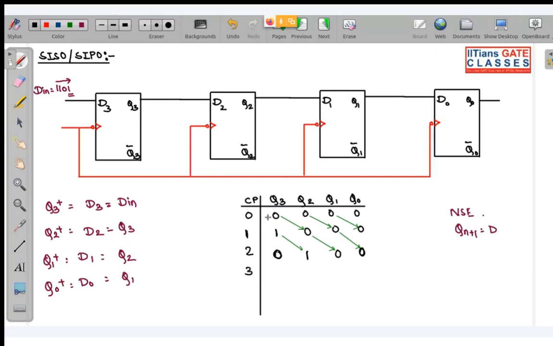Okay. So now see, the next data, that is 1, it will be entering. So this is 1. This 0 will come over here. This 0 will, sorry, this 1 will come over here. And this 0 will shift over here.